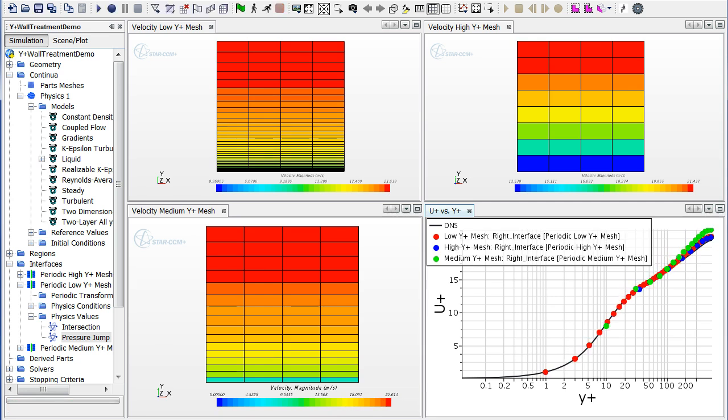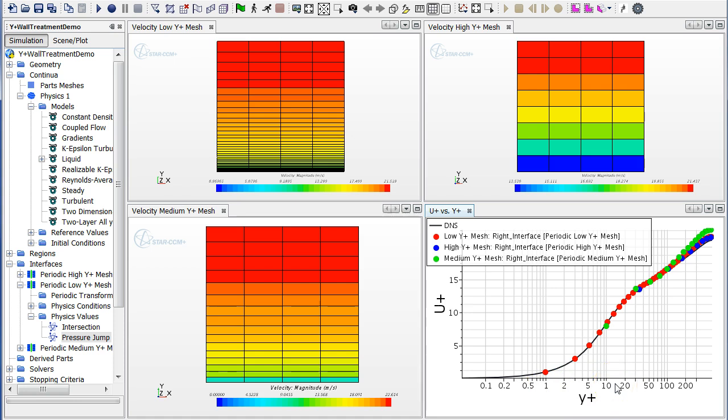The current simulation applies the realizable K-epsilon 2-layer model with the 2-layer all y plus wall treatment. The red dots depict the solution on the low y plus mesh. We can see that the cell directly at the wall has a y plus value of 0.95. The viscous sublayer and the buffer layer are captured by the solution.